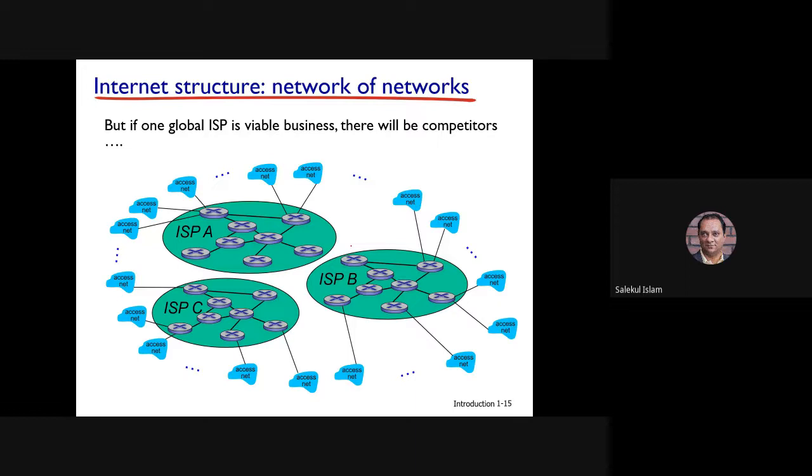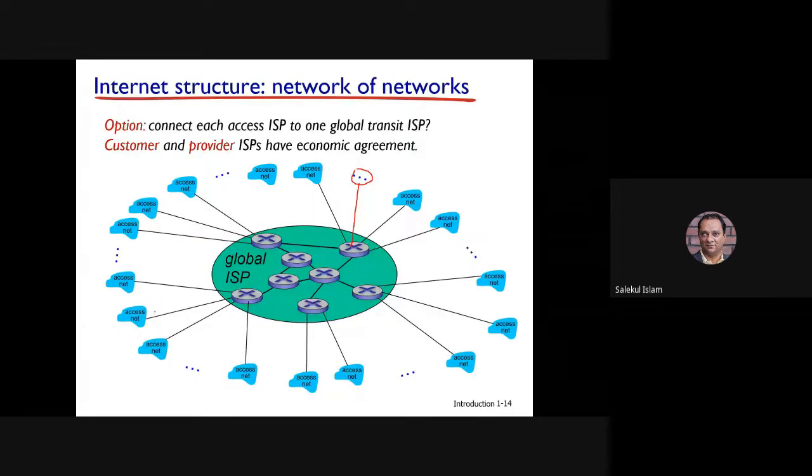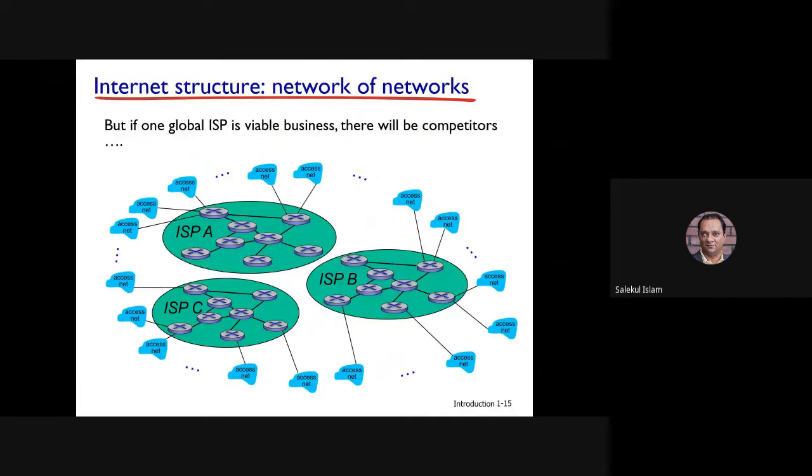Rather than that, we can divide that global ISP into small pieces, and then we can say that we have more than one global ISP. So we have ISP A, we have ISP B, then we have ISP C, and then the local ISPs are connected with those larger ISPs, and then definitely we have to establish some path among them.